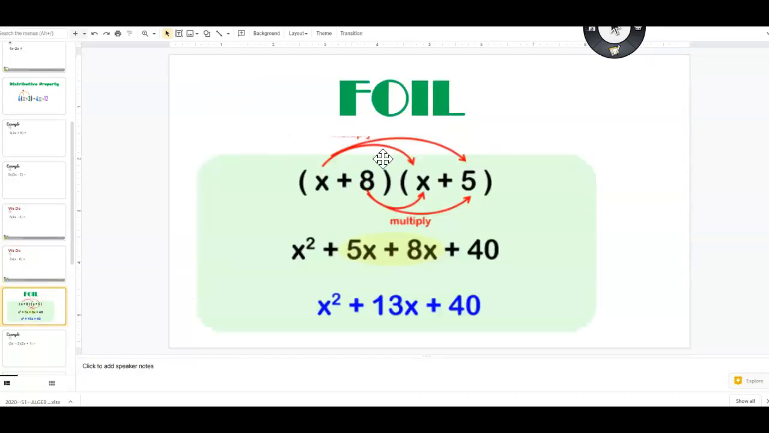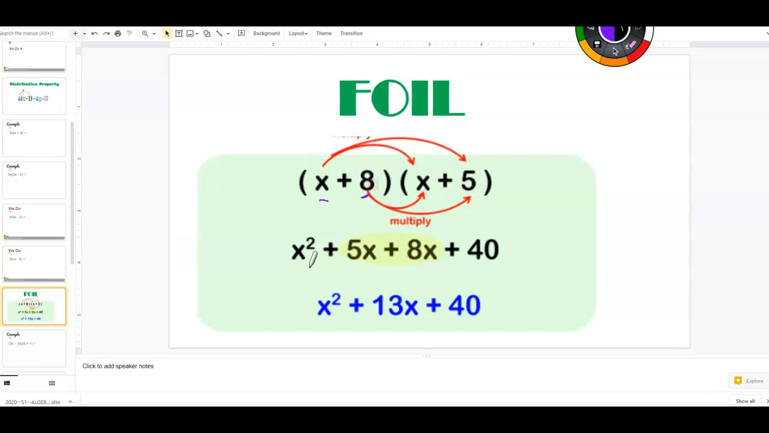Next, for you. So this means you have two parentheses times each other. So what are you going to do? Start from the first term in the first parenthesis. You're going to use it to multiply everybody in the second parenthesis. And then the second term in the first parenthesis times everybody in the second parenthesis. And that's it. So let's look at the example.